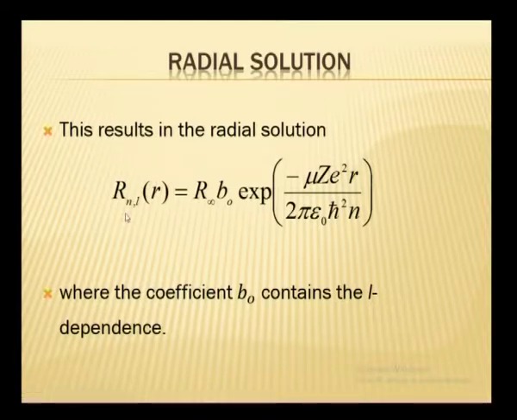As I told you, you have R_nl(r) equal to R infinity multiplied by B naught, exponential of minus mu times Z times e squared r by 2 pi epsilon naught h bar squared, multiplied by n. The important point is that your n is coming in here, where the coefficient B naught contains the L dependence.